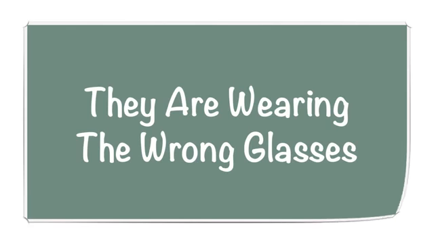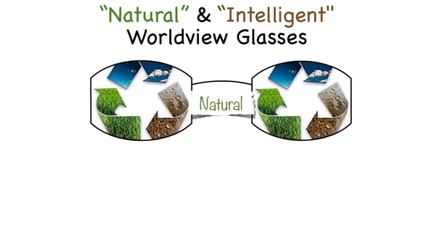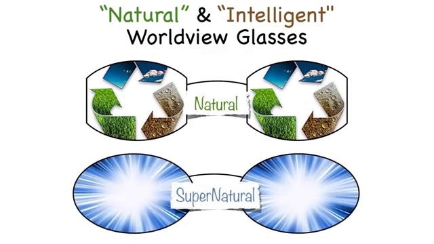Remember them? When we were studying miracles, we talked about how our worldview, how we each view or see the world, depends on the type of glasses we wear. Our glasses can shape what we see and what we don't see. We can even choose to wear certain glasses that prevent us from seeing things we don't want to see. We then looked at some different worldview glasses, what we called natural and supernatural glasses.